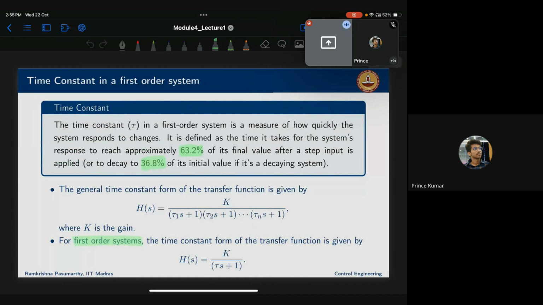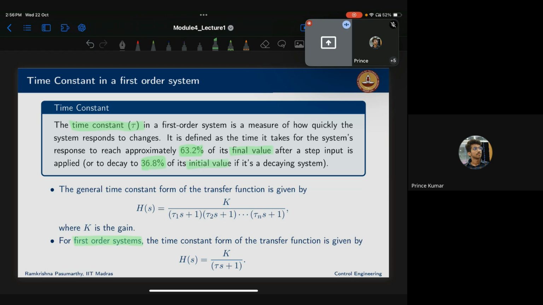The time constant tau for a first order system is a measure of how quickly the system responds to changes. It is defined as the time it takes for the response to reach approximately 63.2% of the final value when a step input is applied, or 36.8% of the initial value. This is for the final value, this is for the initial value.